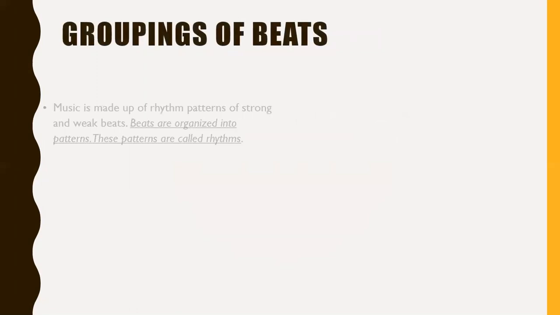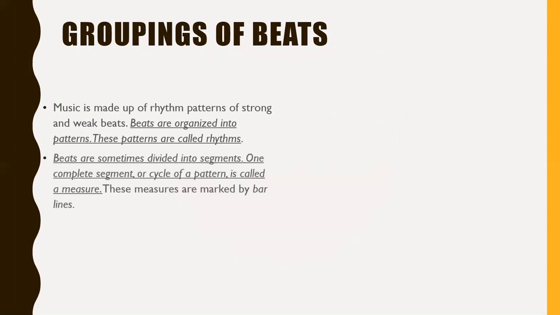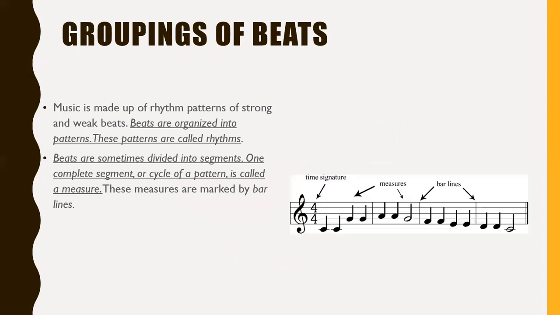So we can group a number of beats. They are rhythm patterns with strong and weak beats, and these patterns are called rhythms. These beats are sometimes divided into segments, and one complete cycle of a segment is called a measure. And measures are marked by bar lines.